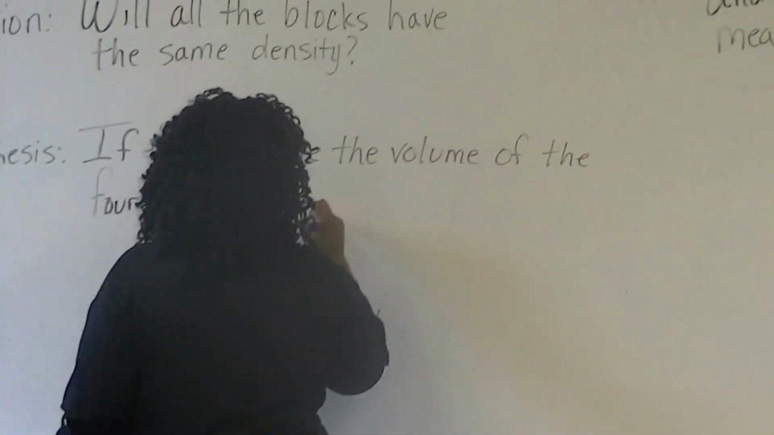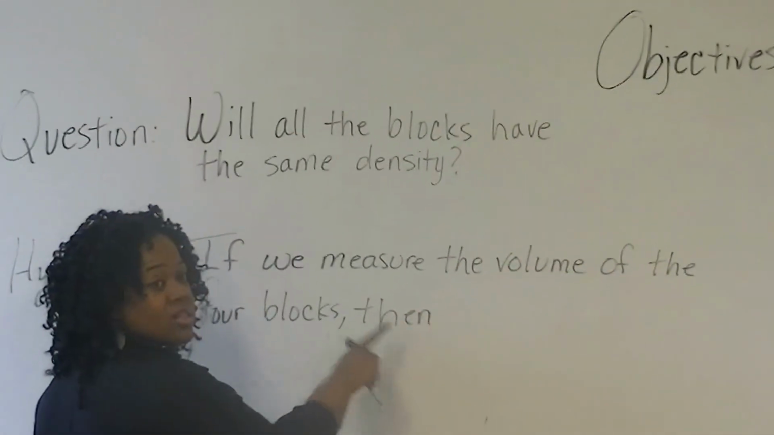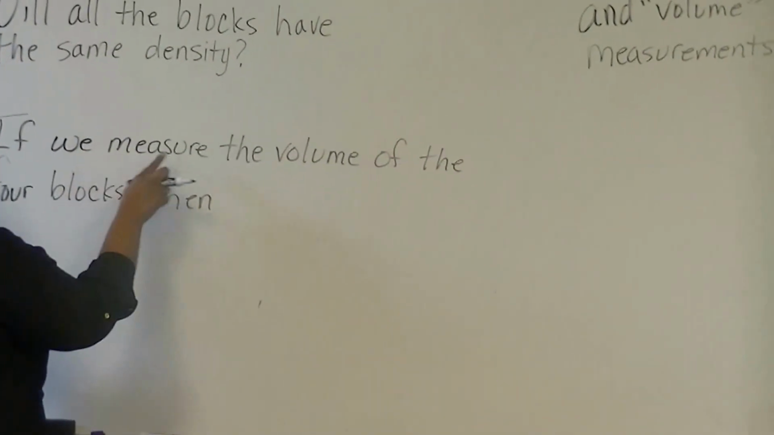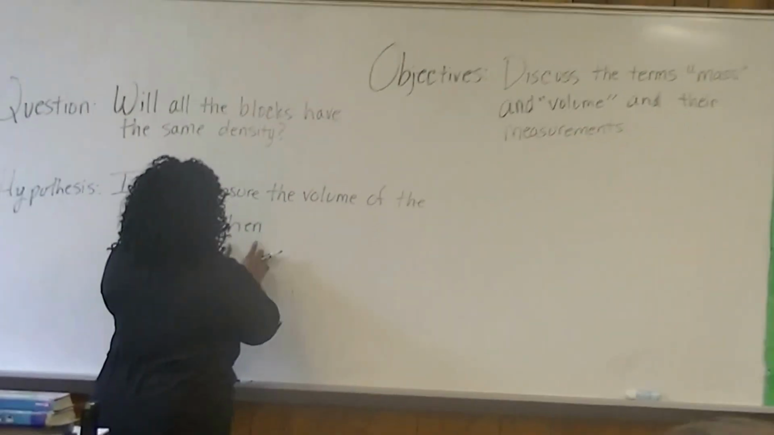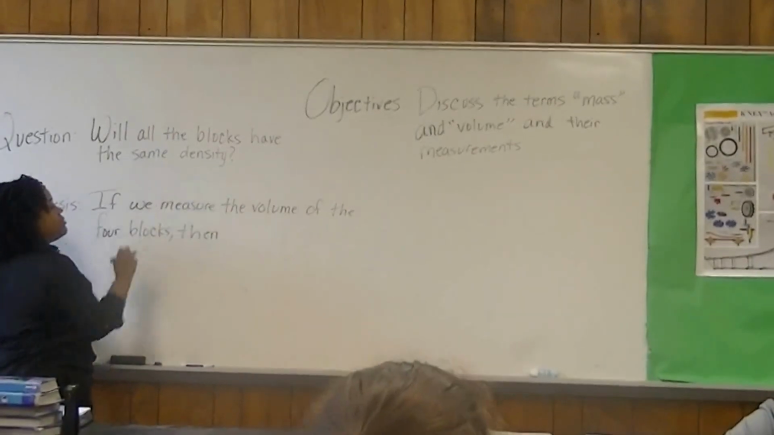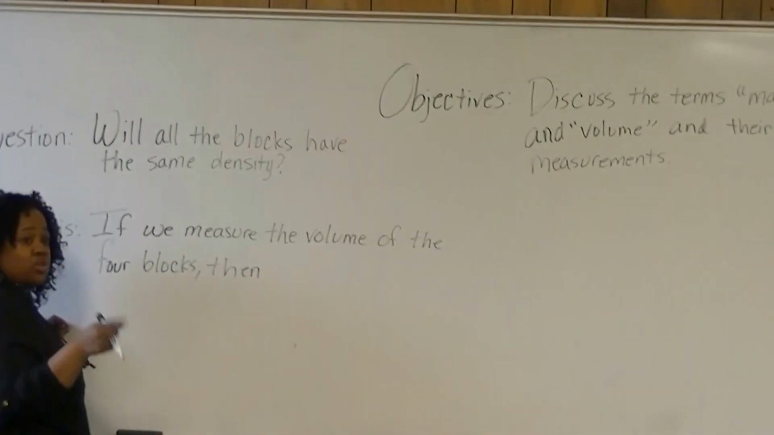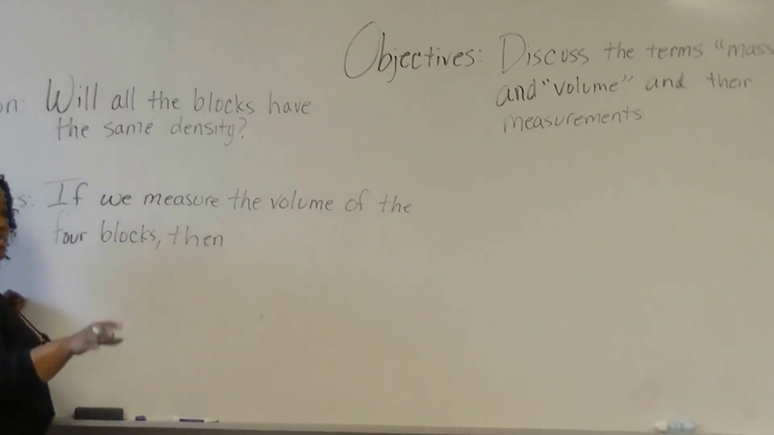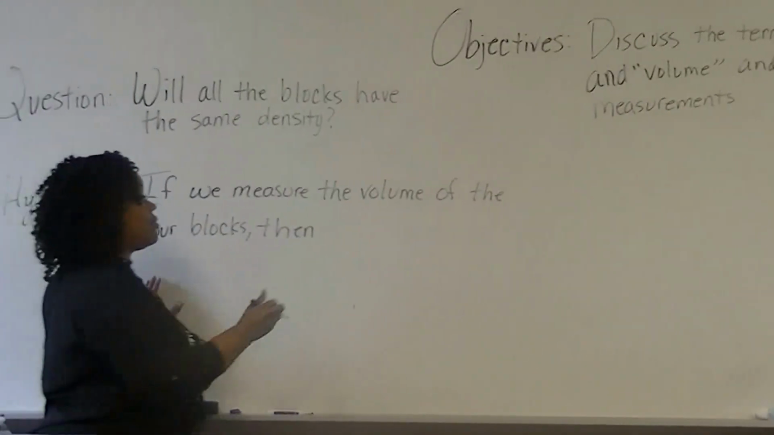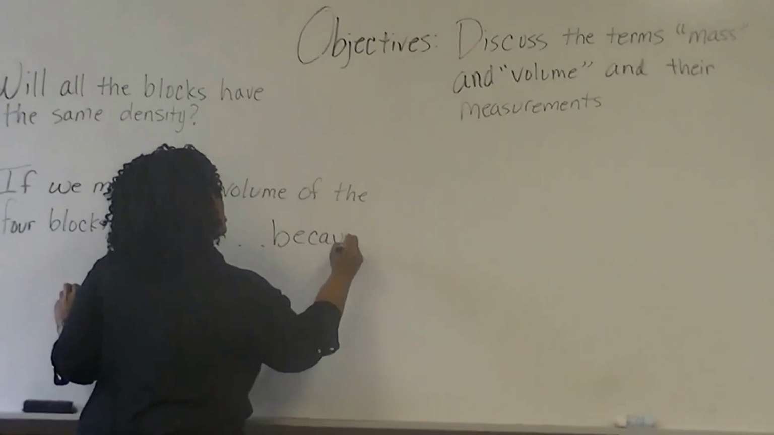Then, and this is the part that I'll let you guys work on as a group. So let's write this down. If we measure the volume of the 4 blocks, then, because that sounds pretty good since our question is, will all the blocks have the same density? So that's really good. Okay? So as a group, go ahead and start thinking about your then part. And if you come up with your then part, remember, what's the next part after that? Because we want to tell why.